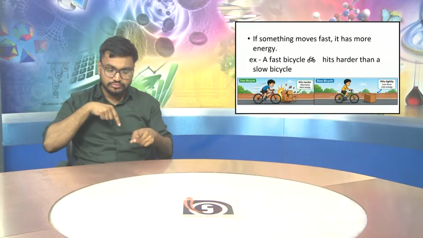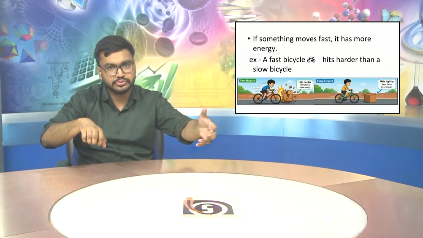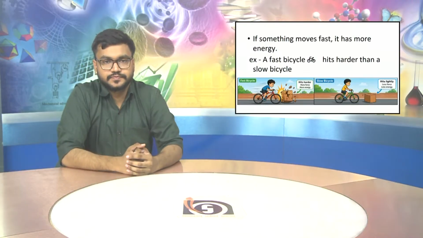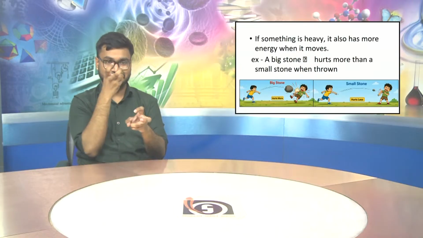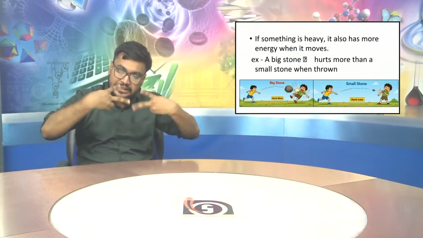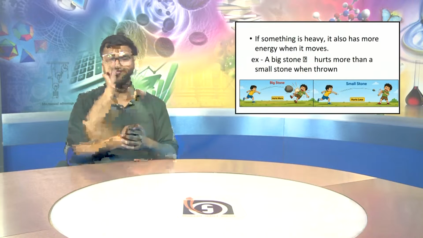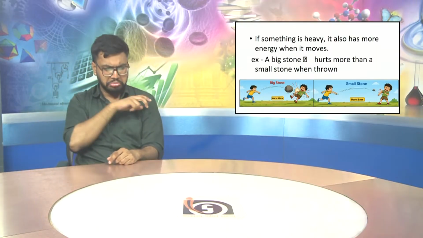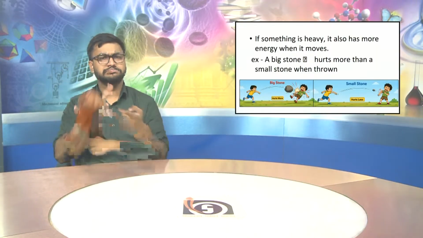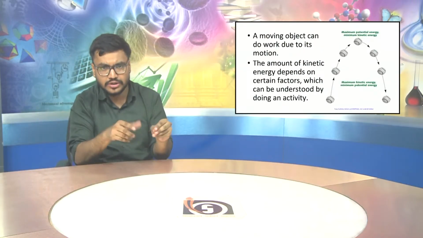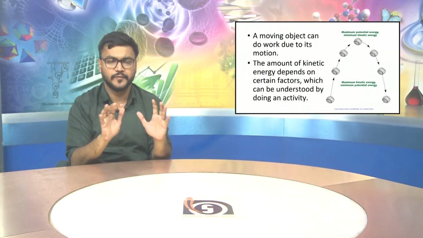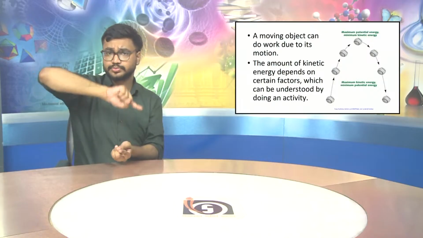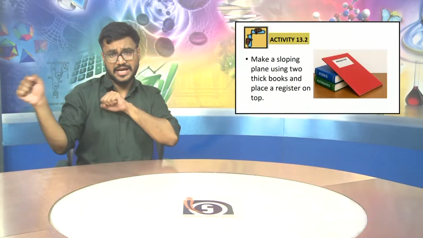Example, a fast bicycle. Here there is also a visual explanation of this sentence. A heavier object also has more energy when it moves. For example, a big stone hurts more than a small one. A moving object can do work due to it by doing an activity. And potential and kinetic energy from that.